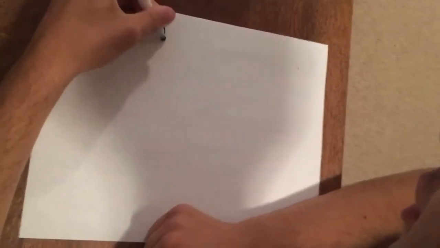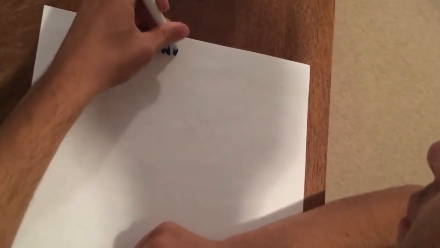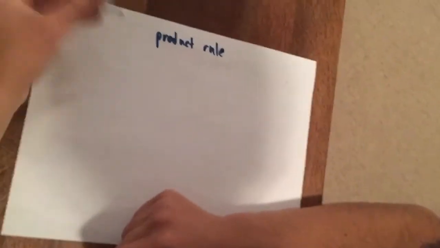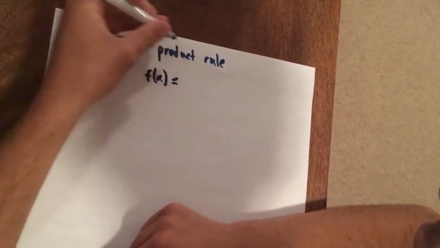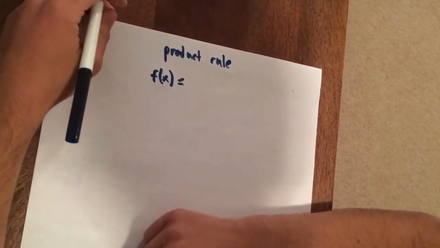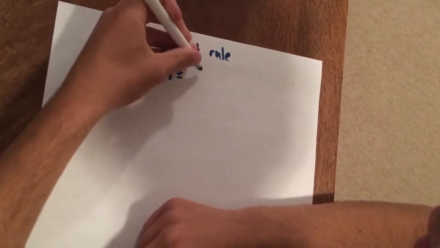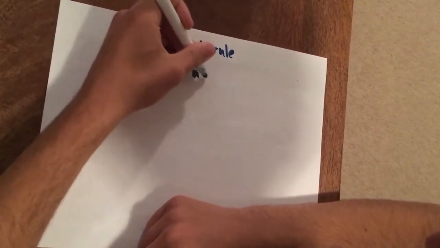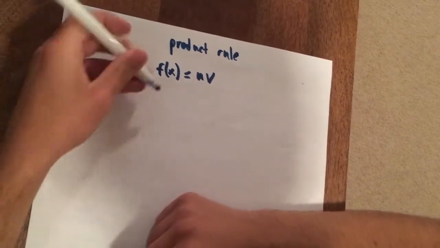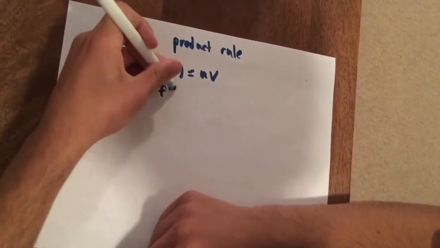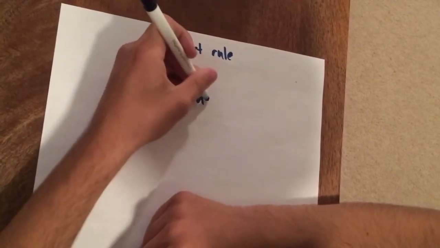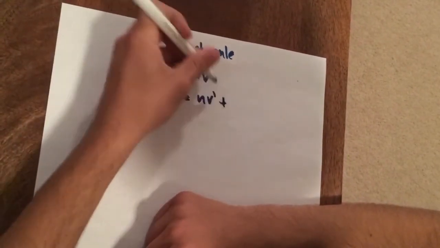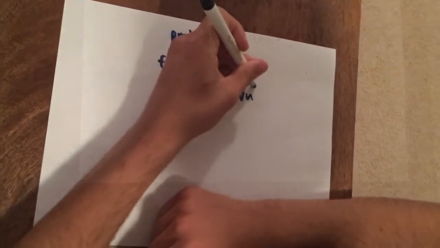Alright, so the next rule we're going to be doing is product rule. So for this rule, you're going to have the function f of x, and you'll have two smaller functions, which it could be 2 or more. So these will be represented by u and v. So when you take the derivative of f of x, the rule is you have to do u times the derivative of v plus v times the derivative of u.